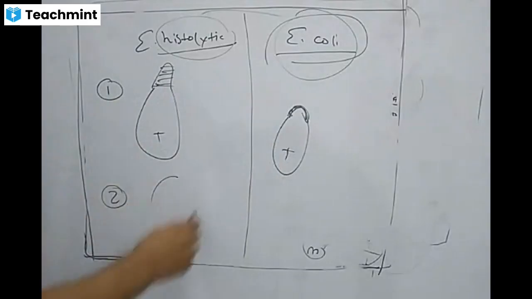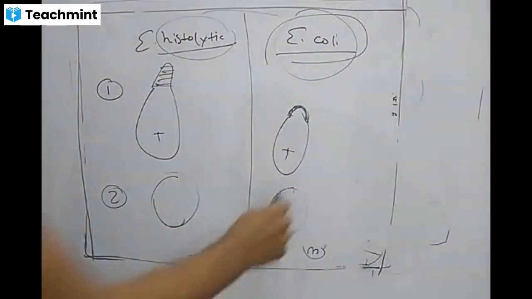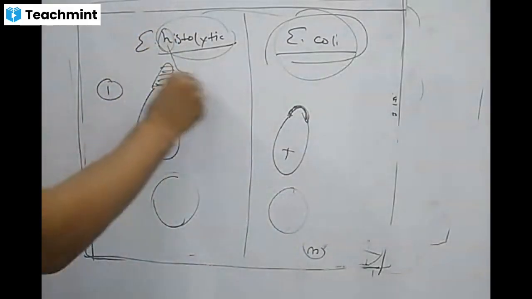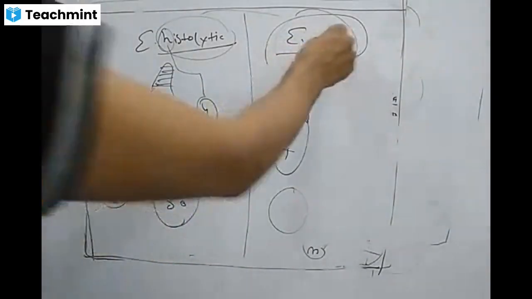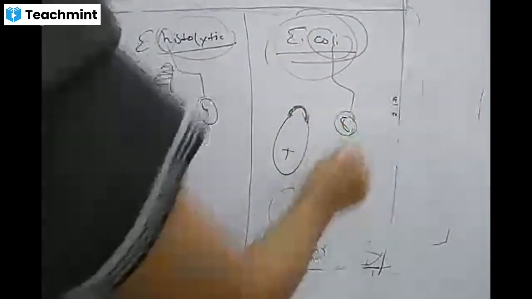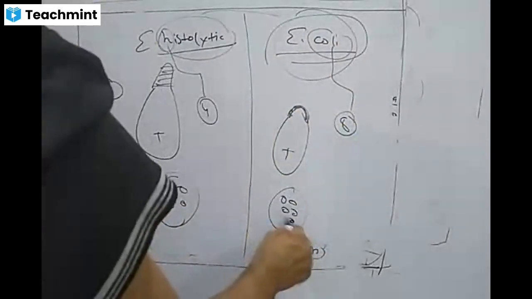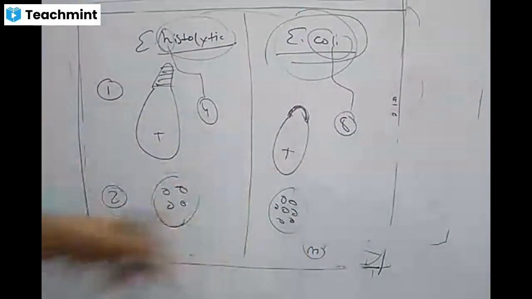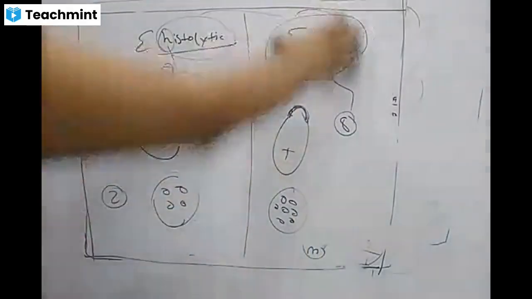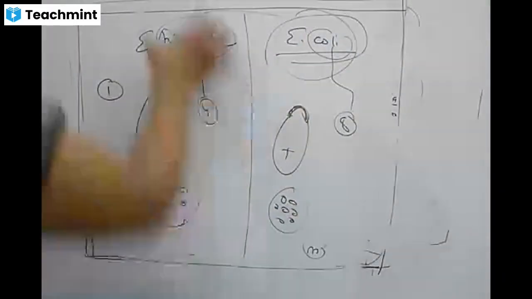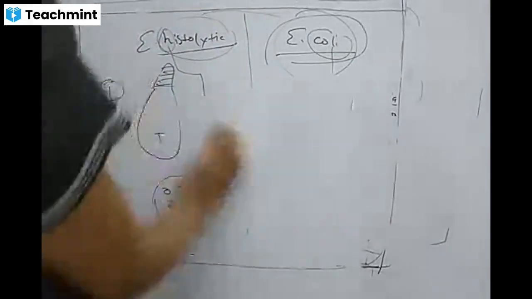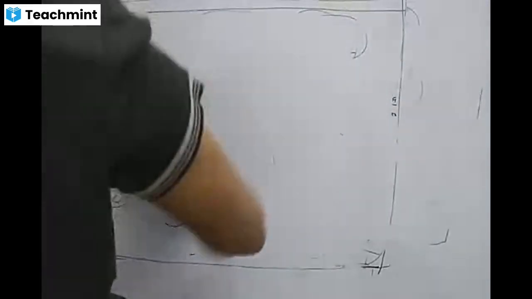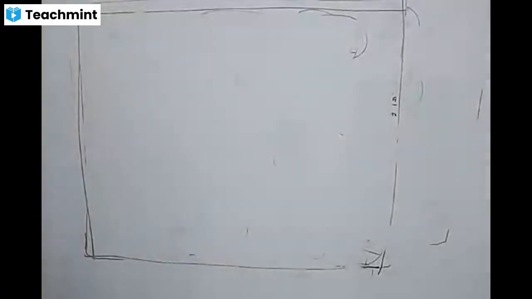Second difference we can find with the cyst. Because histolytica is 4, there are 4. In the coli group there are 8, so we'll find 8. So this is how we can differentiate that this is the normal flora and this is the pathogenic one. So this finishes our Entamoeba histolytica.